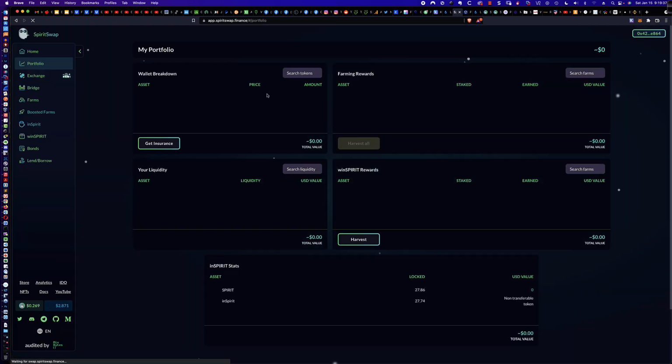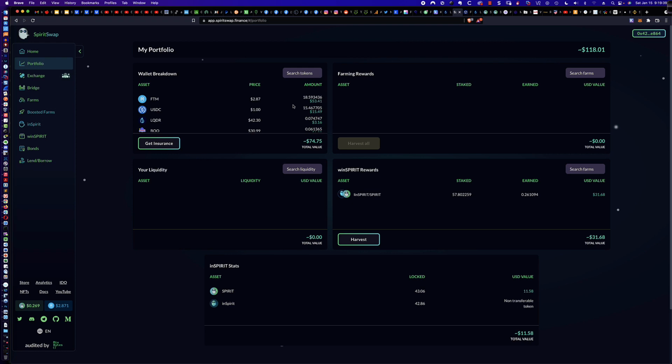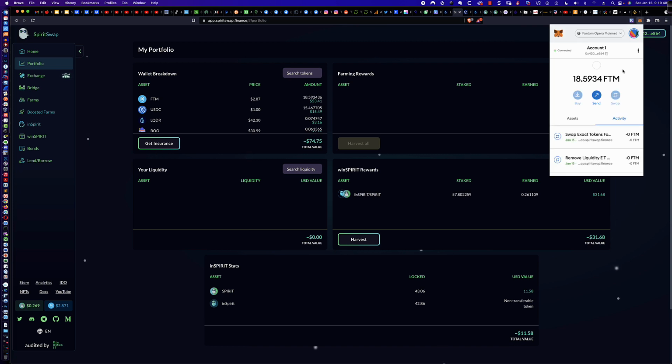We had 14 FTM at last look. And yeah, it actually updated pretty quickly. How much FUSDT do you see here? None, because I swapped it all out. Let's click on the MetaMask wallet and see, hey, is everything updated here?